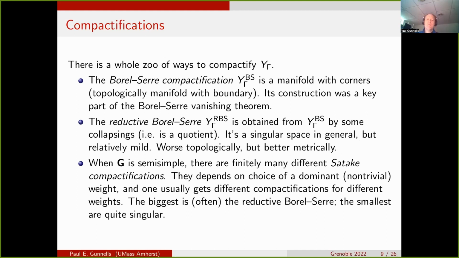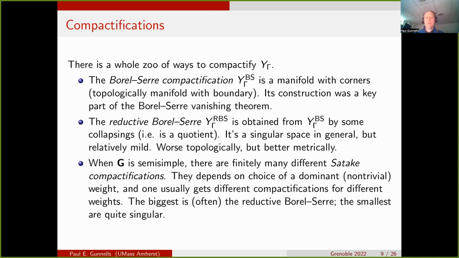Okay, so those are for reductive groups, in particular semi-simple. When G is semi-simple, you have another collection of compactifications called the Satake compactifications. There's a finite list of them for any example. They depend on the choice of a weight, and you usually get different compactifications for different weights. So imagine a whole tower of them where you've chosen a weight. So how does the weight come into play? Well, the weight gives you a way to embed the global symmetric space inside of a cone, and you end up taking a closure there. So the weight changes the embedding and changes what happens at infinity. And you get a whole tower of them.